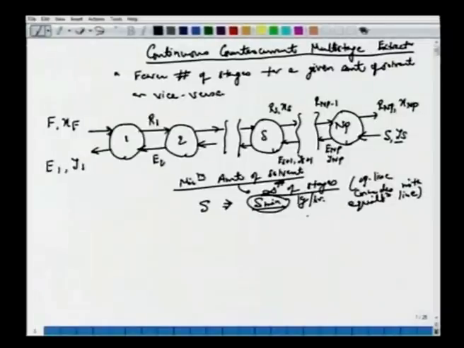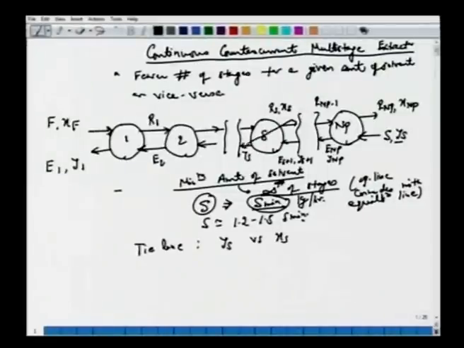We have an infinite number of stages, and then we calculate this minimum number of stages, and we choose in general say 1.2 times or 1.5 times S minimum. Okay. And again here, following these conventions, we have this tie line or equilibrium line which connects YS versus XS. So if this is XS here, this is YS, 2 streams are in equilibrium. We are considering ideal stages.